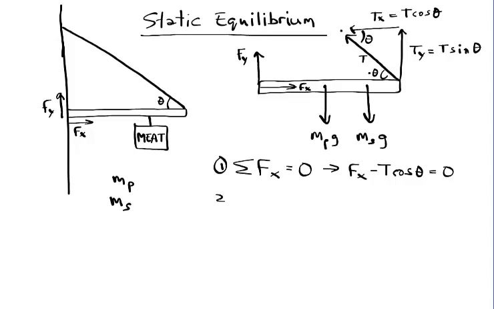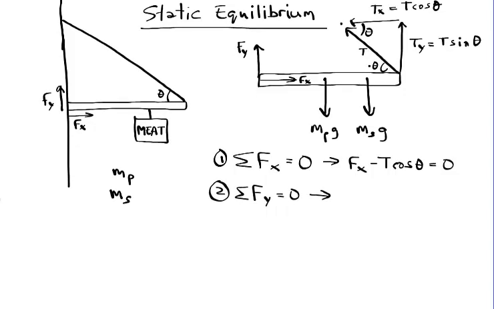My second equation is going to be the sum of the forces in the y direction. In this case, all the ups minus the downs equals 0. So I have Fy, which is up. I have T sine theta, which is up, minus MpG minus MsG equals 0. That's my second equation. Now the third one is going to be the trickiest one of all because it's going to be the torque equation.